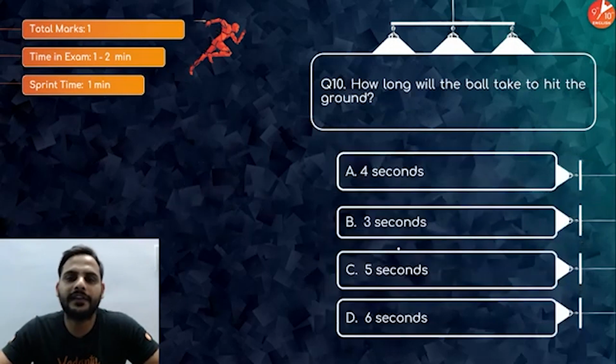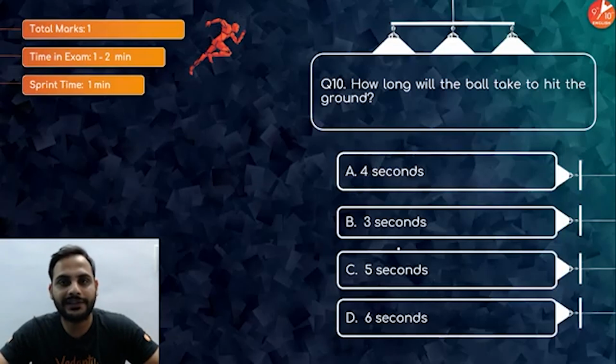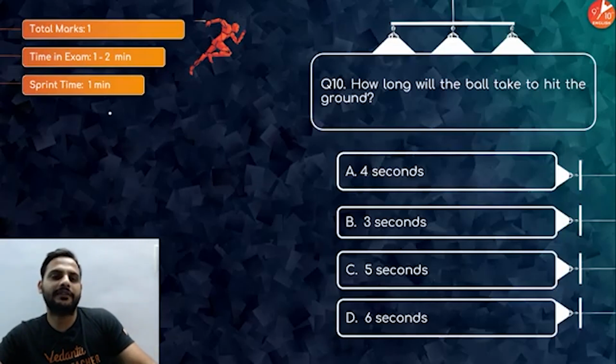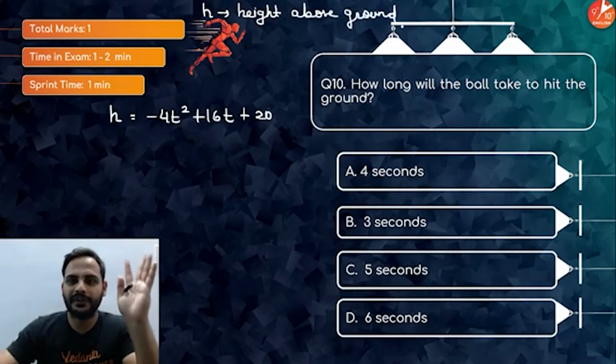Okay. Next, how long will the ball take to hit the ground? Now see, this question you need to understand a little. How long it is going to take for the ball to hit the ground. So if you will see, beta, they have given us h is equal to minus 4t square plus 16t plus 20, where what is h, beta? H is height above ground level.